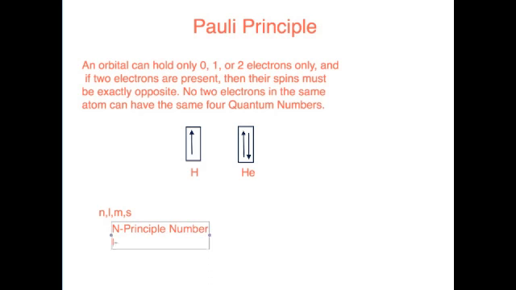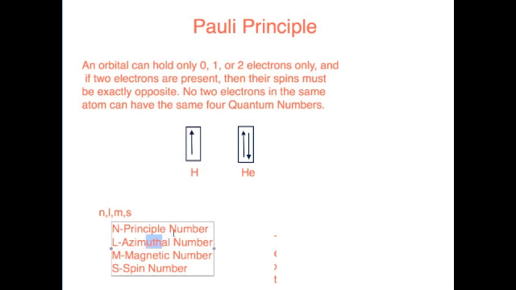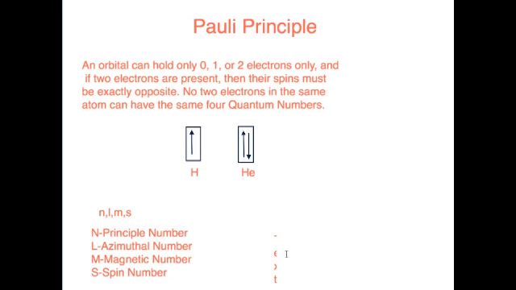L would stand for the azimuthal number, we move on to M, which stands for the magnetic number, and obviously the last one, which is S, stands for the spin number. Now, the rule states that no 2 electrons in the same atom can have the same 4 quantum numbers.